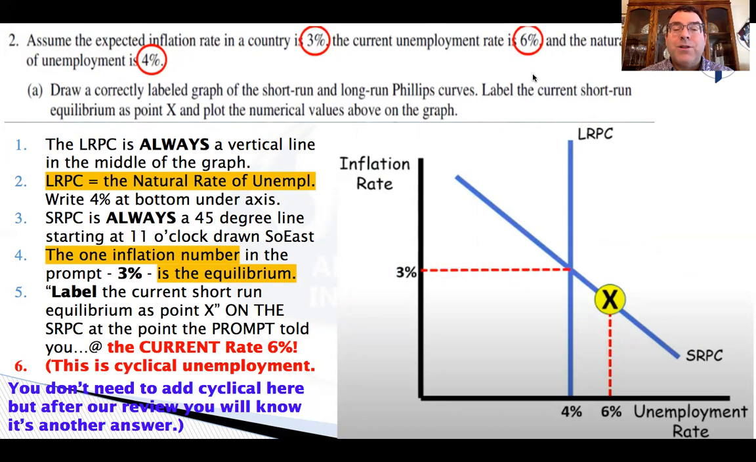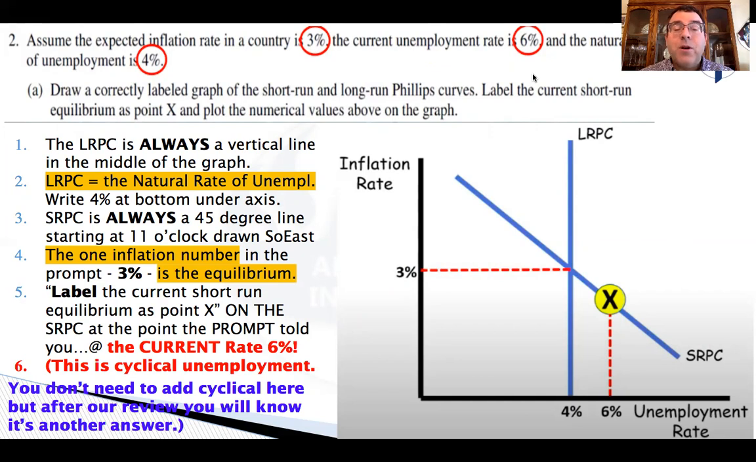The question will ask you about the natural rate of unemployment, which is 4%. But here it's always the long run Phillips curve. So you have that go straight down, and because they told you that 4% is the long run unemployment rate, you write 4% under the LRPC.